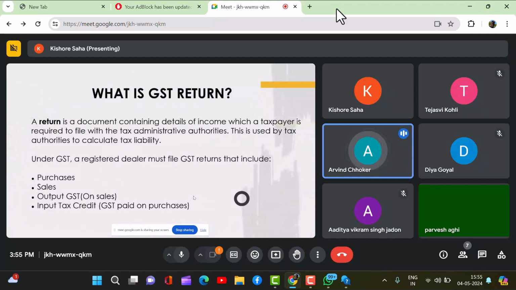So what is a GST return? A return is a document containing details of income which a taxpayer is required to file with the GST administrative authorities. Under GST, a dealer must file a GST return that includes purchases, sales, output GST, and input tax credit.